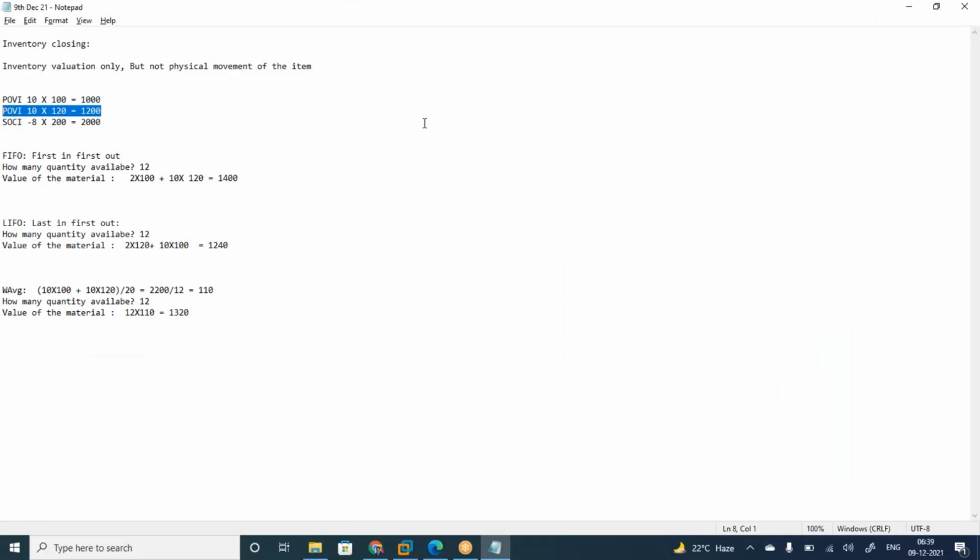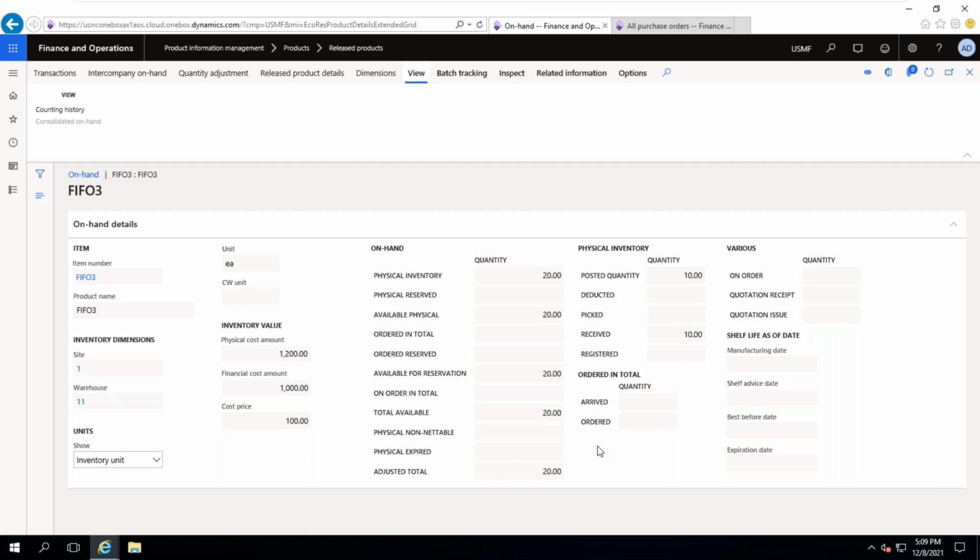Next step. Satya, yes, please. Here, when we see total physical inventory, it shows 20, right? But cost wise, it will be 1200. Is it not confusing? We may think 1200 only. For 20 quantity, it is 1200, but financial cost is 1000. That is the reason inventory closing should be executed.